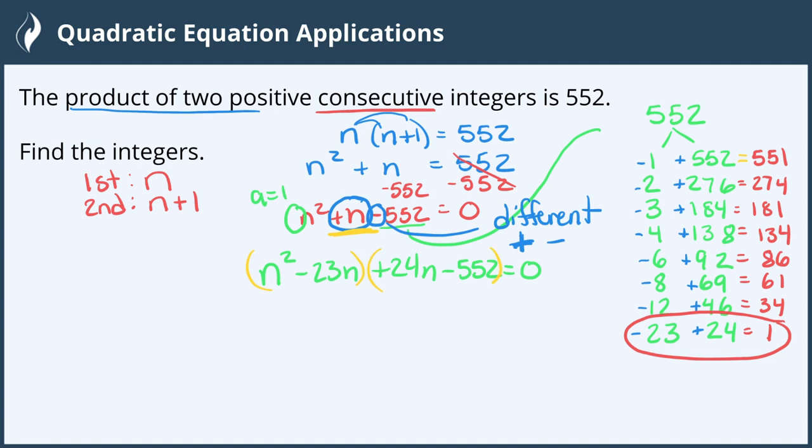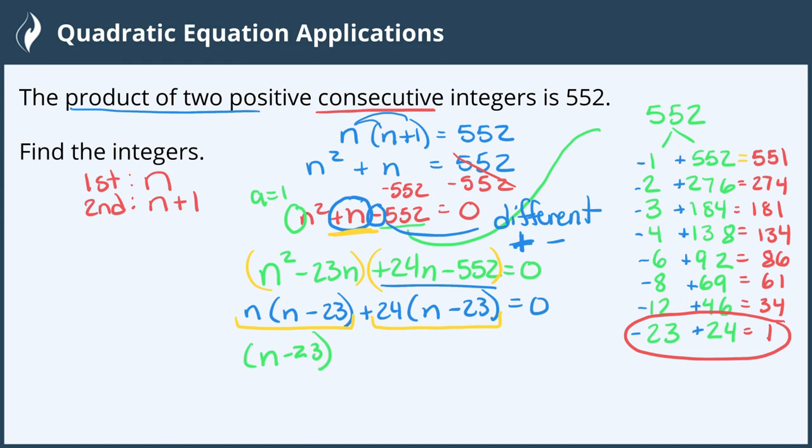The greatest common factor for the first two is n, so we're left with n minus 23. And the greatest common factor for our second two is positive 24, leaving us with n minus 23 equals 0. Now we have two terms here, and the greatest common factor is the binomial n minus 23. So if we factor that out of the first term and the second term, we're left with n plus 24. So our next binomial is n plus 24, and this all still equals 0.